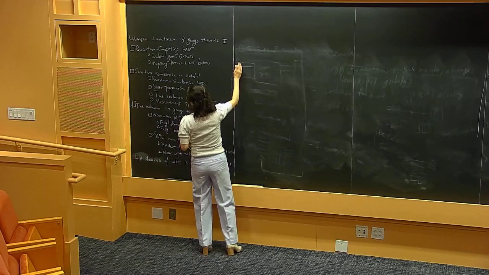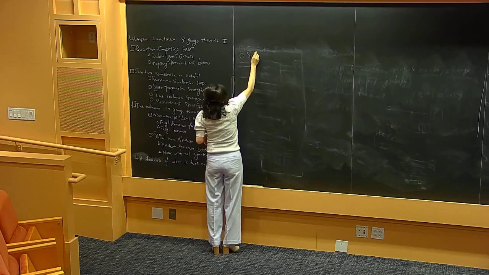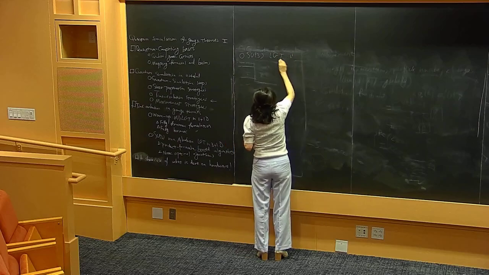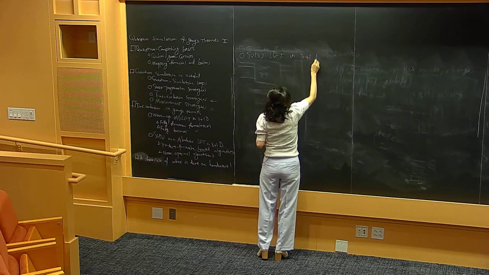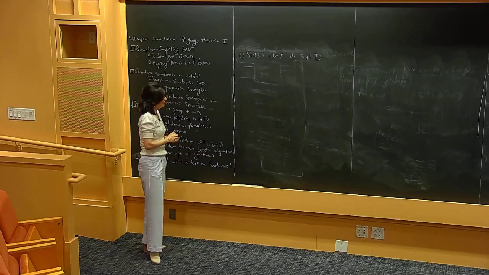Okay, so what does it take to do QCD? SU(3) lattice gauge theory in 3+1 dimensions, with all the flavors of the quarks and everything.